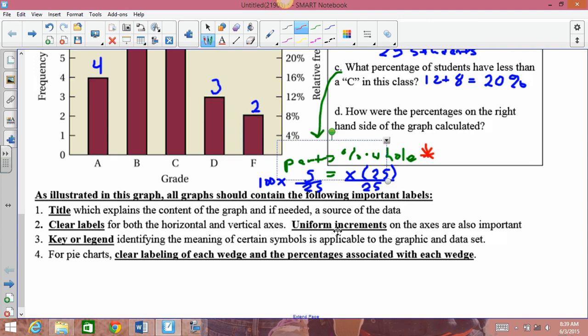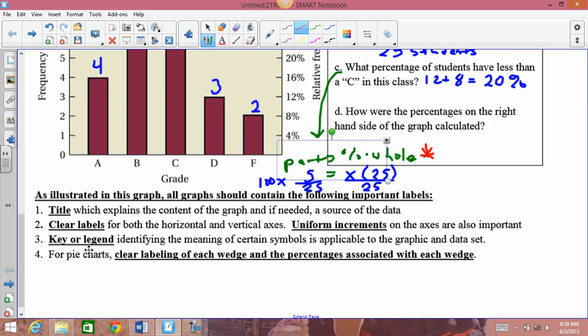Uniform increments are also important, because if you start counting by fives and, oh, I ran out of room, so let me start counting by 25s, it really distorts your graph quite considerably. Definitely something you want to avoid.